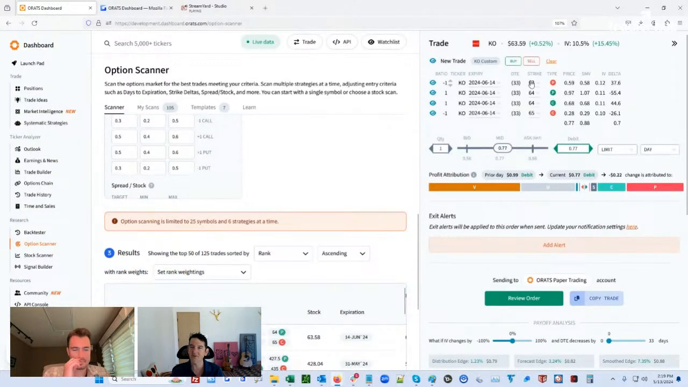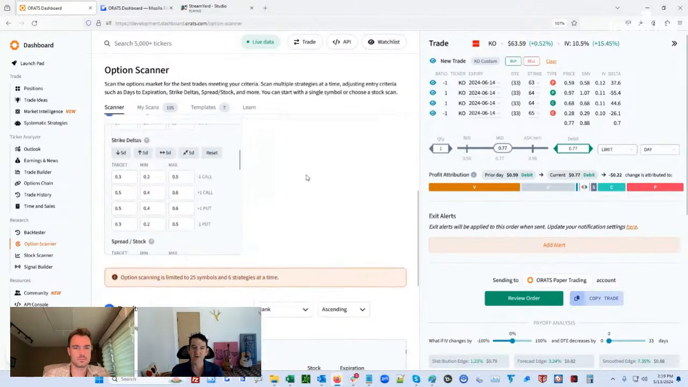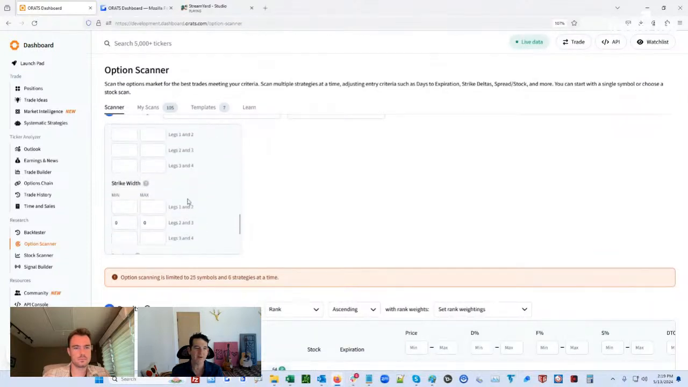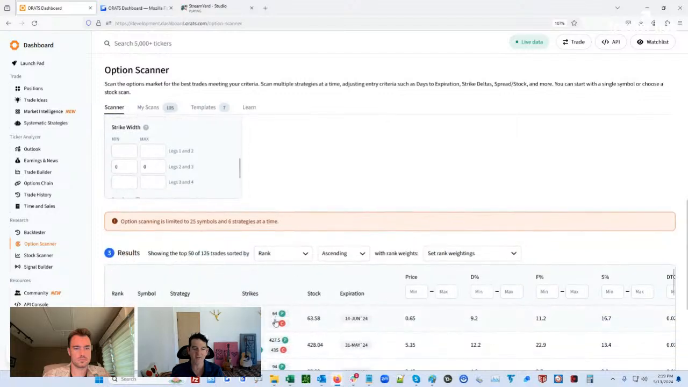And so it goes, the first leg is 63, so 63 minus, so it's negative. So I have to do the negatives as the numbers here, and I'll show you what that means. Okay, so the differences, the DTE diff, we want all the same. Strike width, they have it 0, 0. Oh yeah, strike width is 0 for the iron fly. I did put that in.